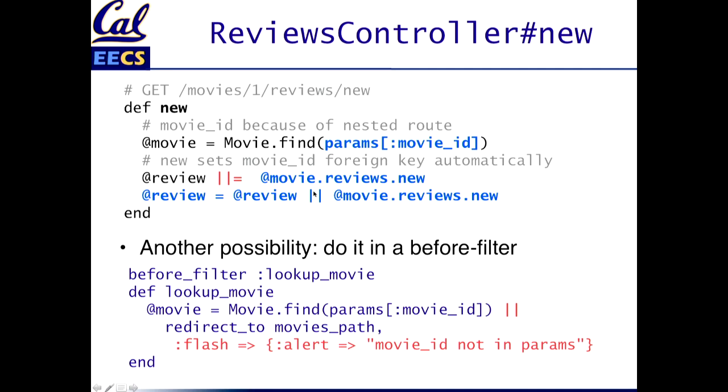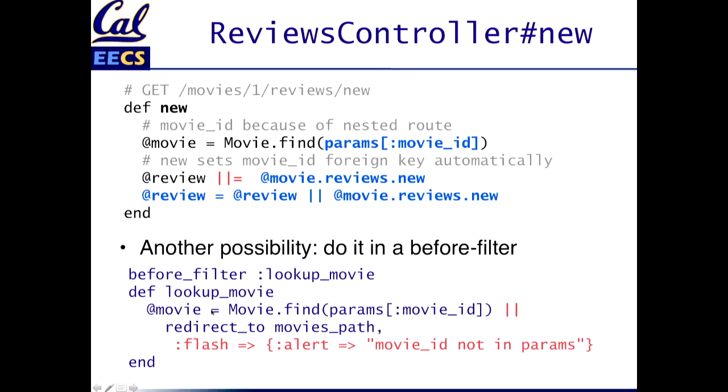There's another possibility. In our case, we've said, well, look, if a review belongs to a movie, it's always going to be the case, whenever we do pretty much any CRUD action on a review, that it would be useful to figure out what movie it belongs to. In fact, we might have put in a validation that says you can't create a review unless it is owned by a valid movie. So if we've established that invariant, and we know that all of our reviews are always going to have a valid movie ID foreign key, then we could just put it in a before filter. And this is a fairly common thing to do as well.